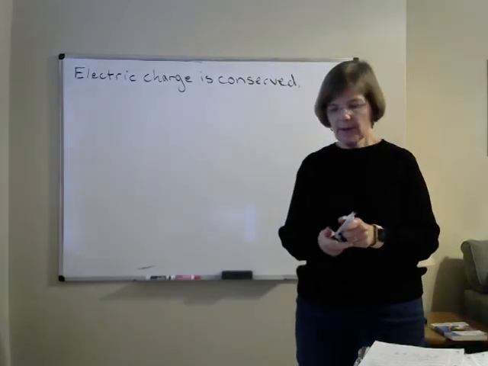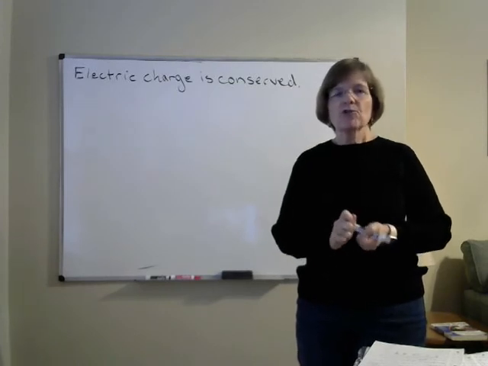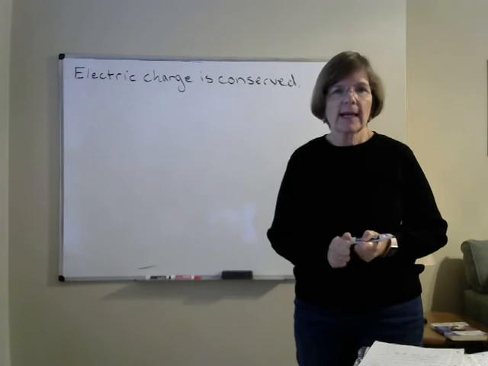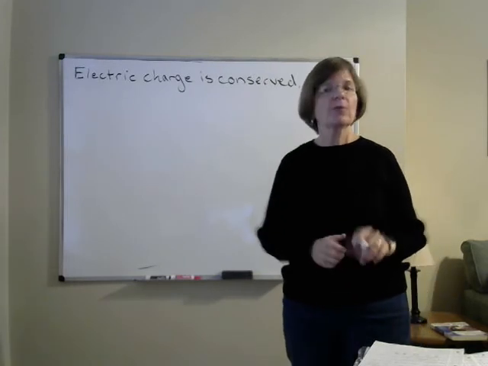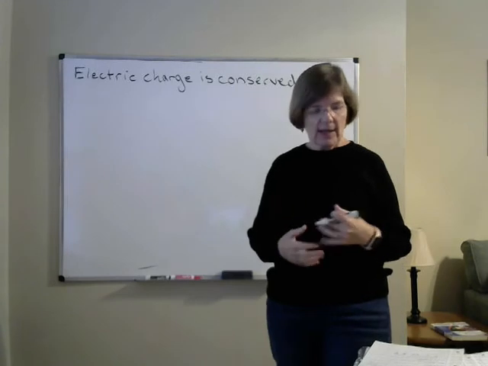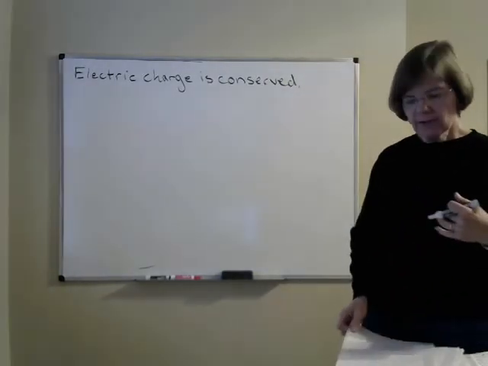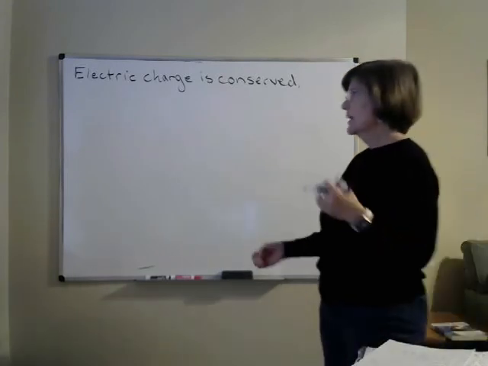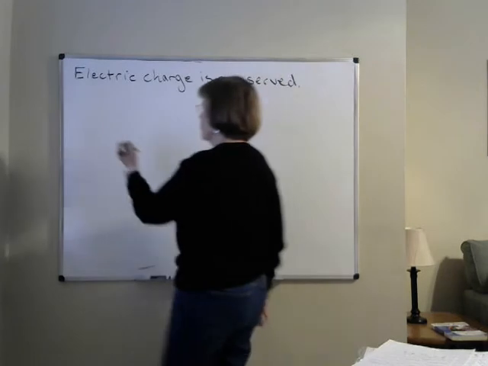Now we talked about the fact that charge is conserved. When we charge something, we don't create electric charge. When you flip a switch, you don't create electric charge. However, we can move charge from one place to another. And we have 2 basic methods. If we want to do it with direct contact, that's charging by conduction.